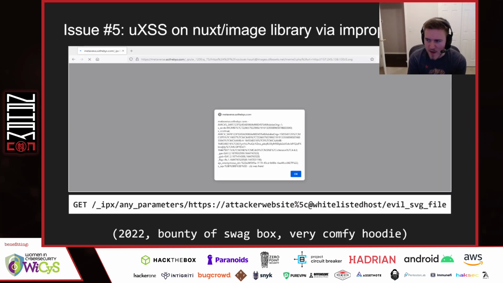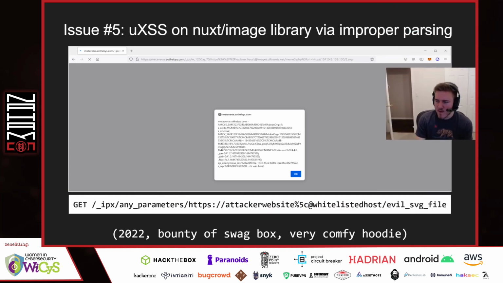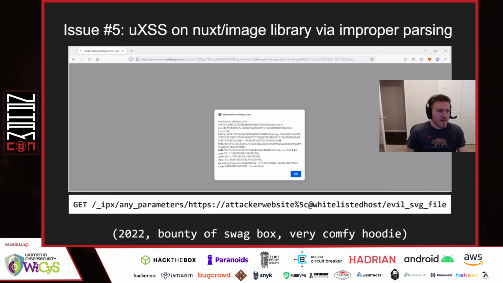So let's bring us into issue number 5, right? With this issue, it's basically a universal XSS on a Nuxt image library via improper host parsing. The way this worked is pretty simple. If you've seen traditional web vulnerabilities, you're able to trick the website into thinking you're loading a resource off a whitelisted host by doing attacker website and then %5c or a / at whitelisted host. And the URL parser kind of breaks.